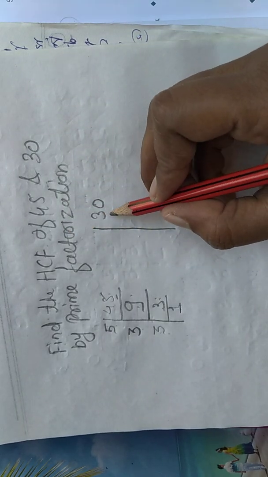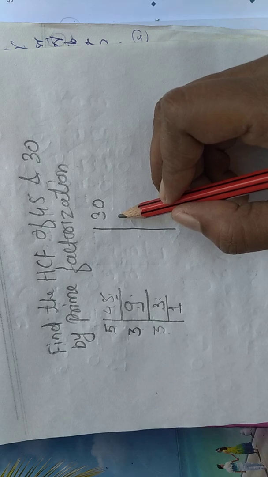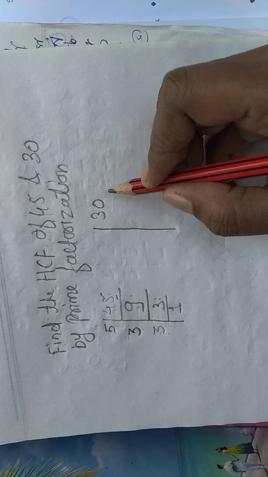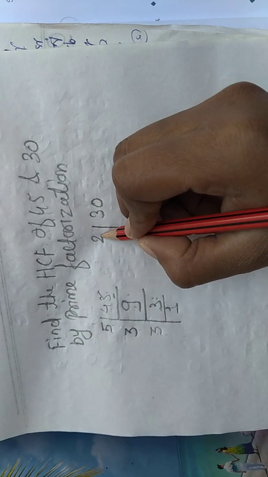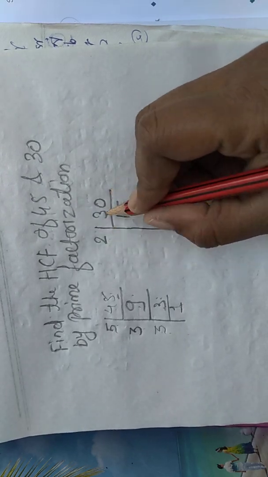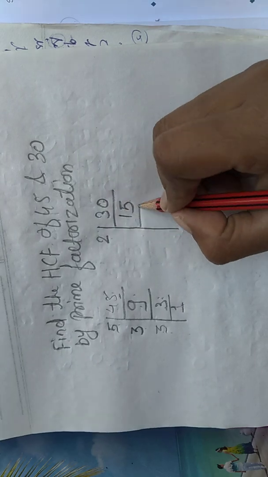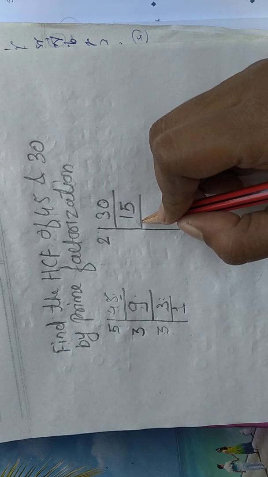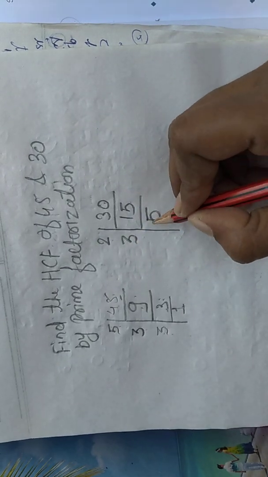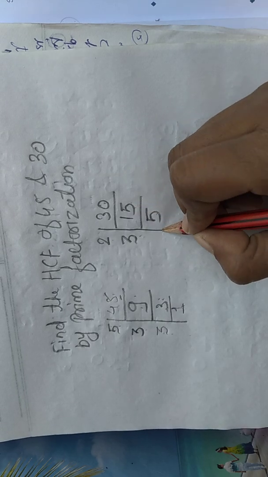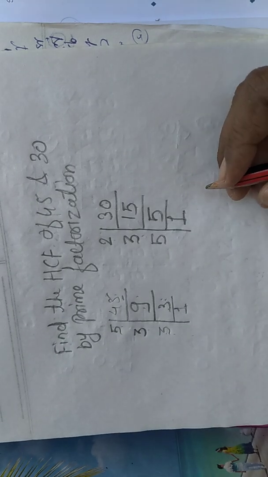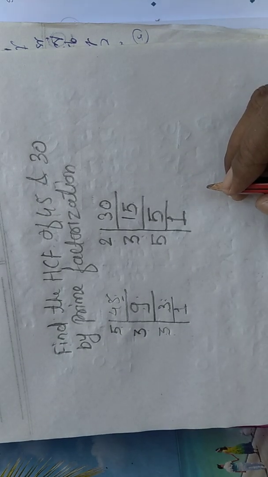Next number is 30. First we find the factor of 30, that is 2. We can take 2, 3 and 5 also. Here we take 2. 2 ones are 2, 2 fives are 10. 15 is in the table of 5 and 3, so here we take 3 as a factor. 3 fives are 15. The last is 5, since 5 ones are 5. Now we have the factors of 45 and 30.